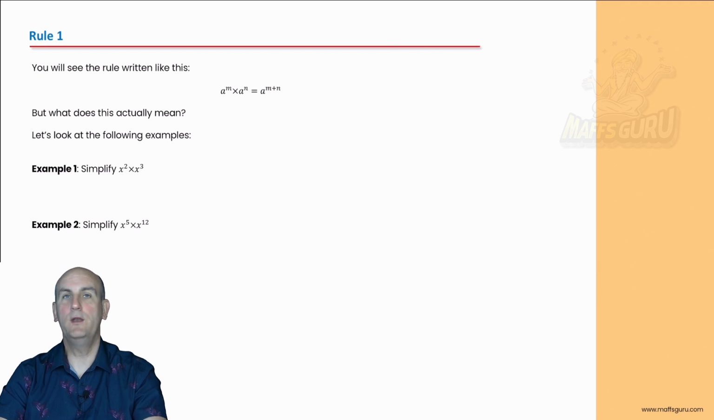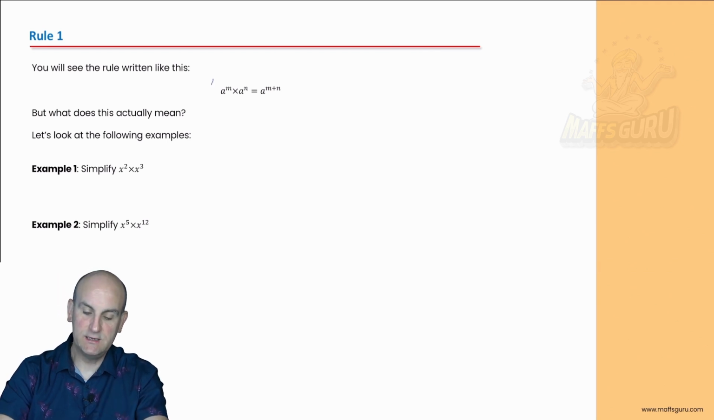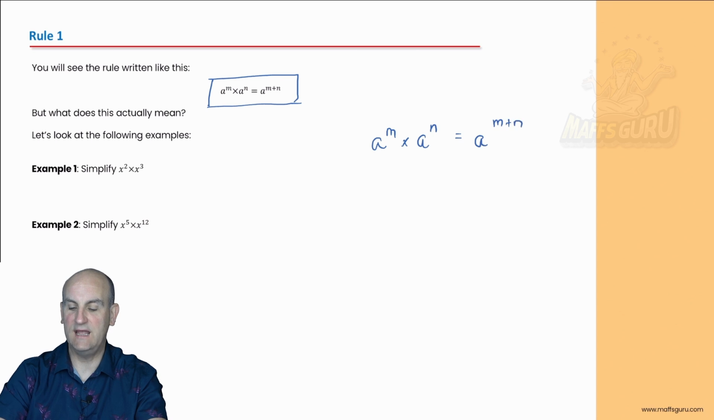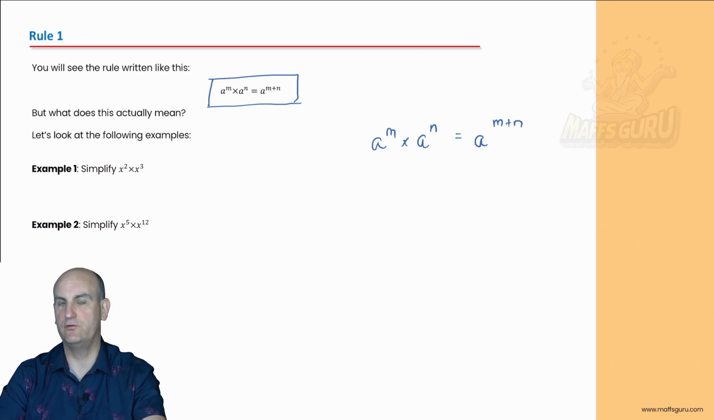So rule number 1. What I'm going to do for each of my videos is write the formal definition first. So that's the formal definition: a to the floaty m times a to the floaty n is equal to a to the floaty m plus n. That's the formula. That's what an exam may give you to try and trick you. But I want you to look through this and go, well, hold on a moment, is there an easier way of doing this? Yes, there certainly is.